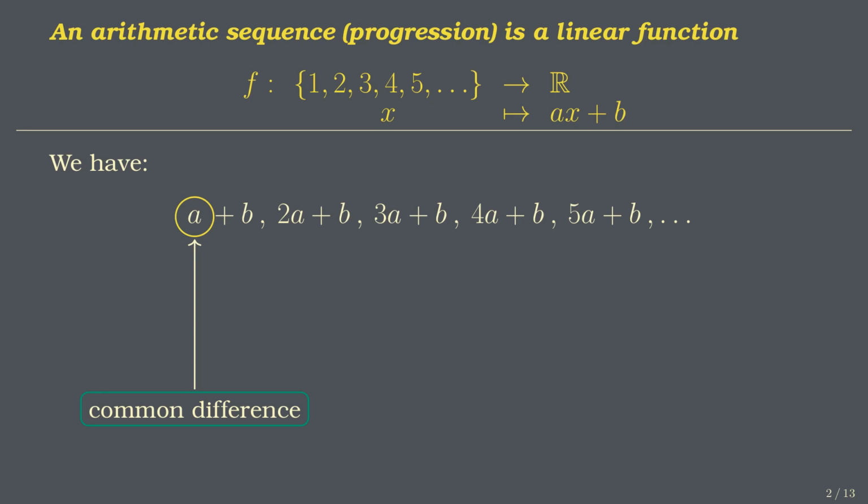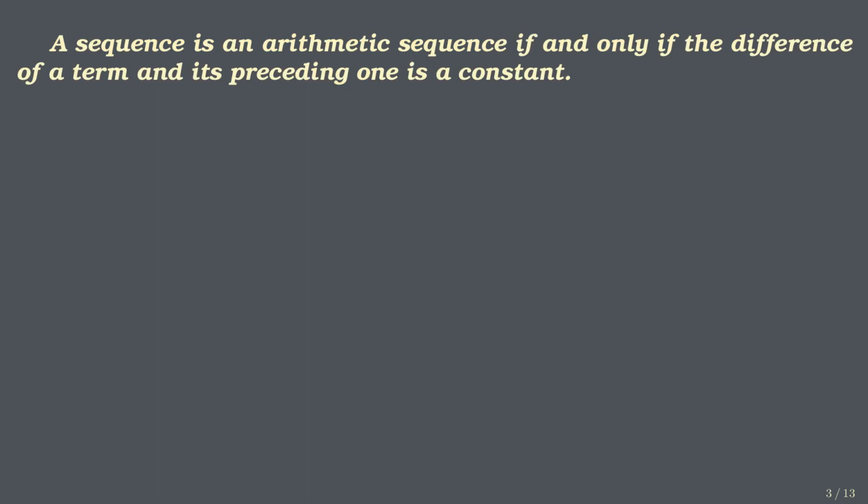And this actually characterizes an arithmetic sequence, meaning that a sequence is an arithmetic one if and only if the difference of a term and its preceding one is a constant. It means that whenever you compute the difference between two successive terms, you should get a constant.